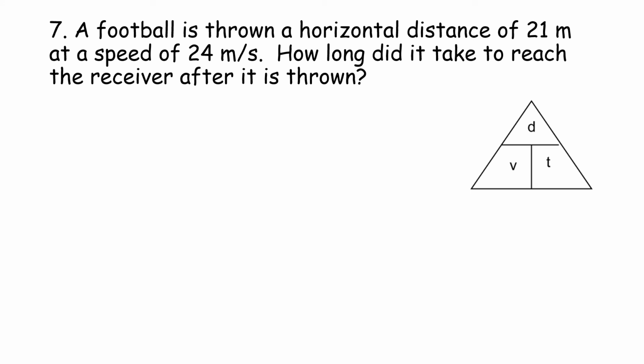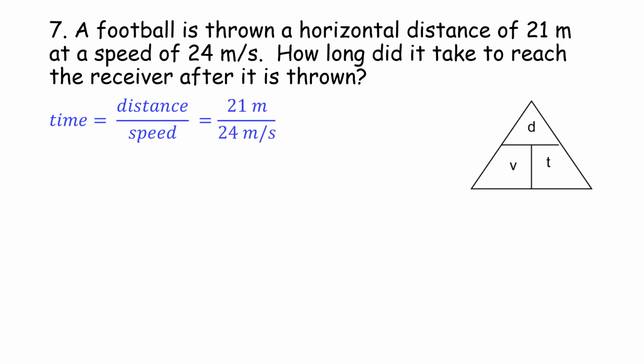A football is thrown a horizontal distance of 21 meters. That's a long way, by the way. So we're talking about maybe a professional football player here. At a speed of 24 meters per second. How long did it take to reach the receiver after it is thrown? How long is time? What's left in the triangle is d over v, so that's distance divided by speed.